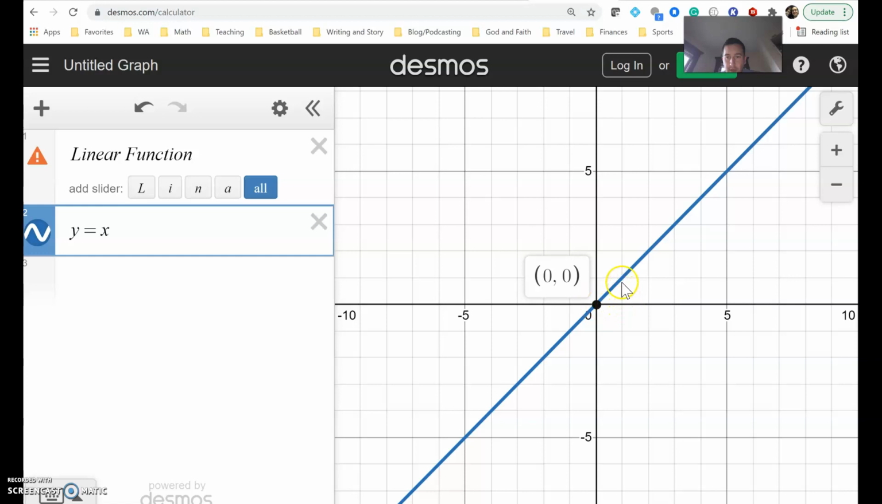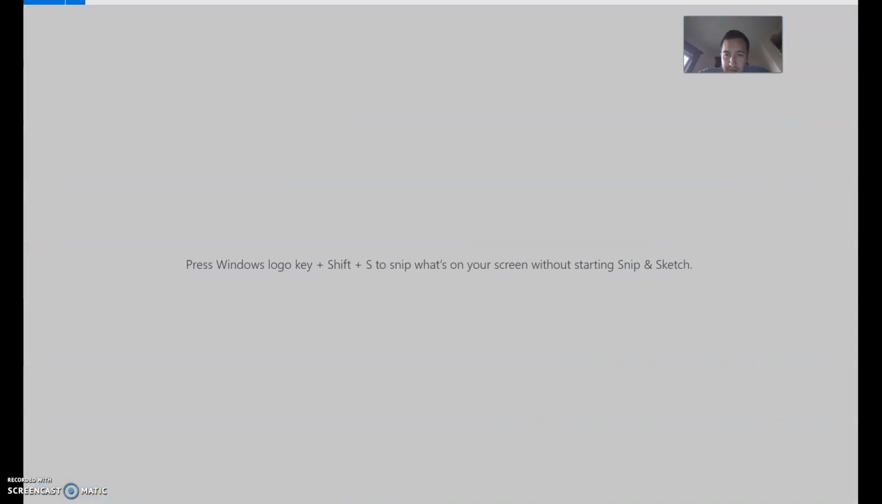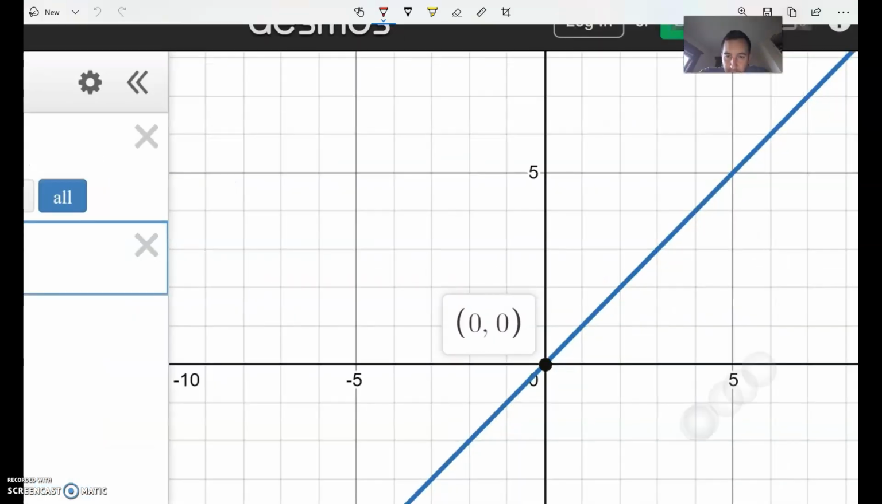It's over 1, up 1. There's the point (1, 1). Over 2, up 2. Basically, I can even draw it on the screen, and that's the best way to do it. It's a constant rate of change because we go up 1, over 1, next point. Up 1, over 1, next point. Up 1, over 1, next point. It's the same going in reverse. Down 1, left 1. Down 1, left 1. This is the constant rate of change. It's a slope of 1.